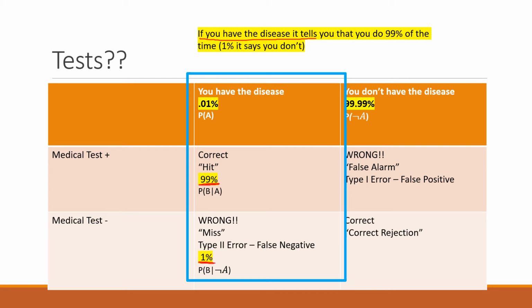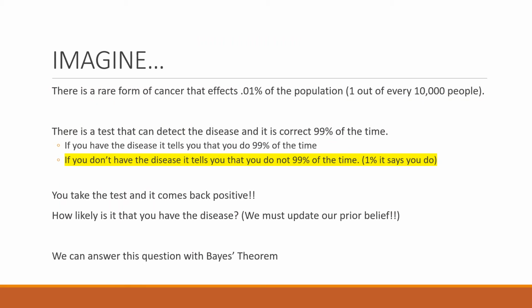So this is the probability of the disease given a positive test. Or excuse me, the opposite, B given A. And this is B given not A. So positive given the disease, positive given not the disease is how to read that. We know we're in this column because it says if you have the disease, it tells you 99% and 1%. Now, if you don't have the disease, it tells you that you do not 99% of the time, and 1% of the time you do.